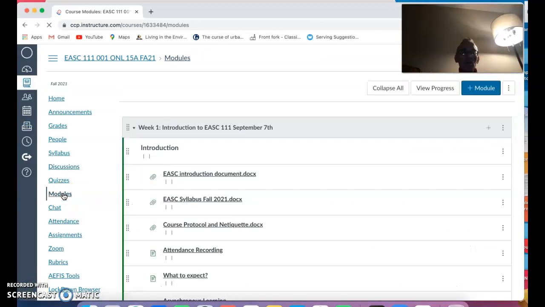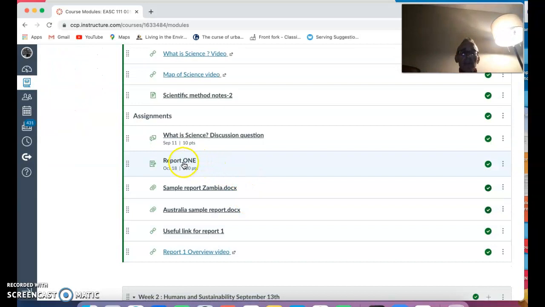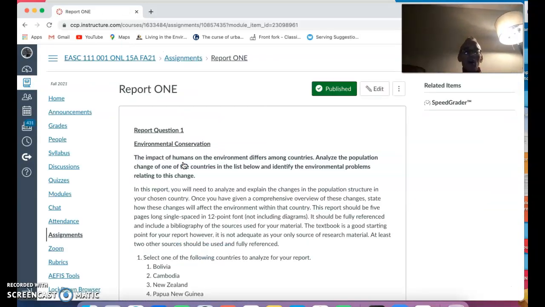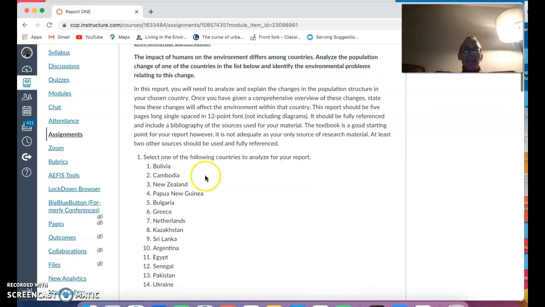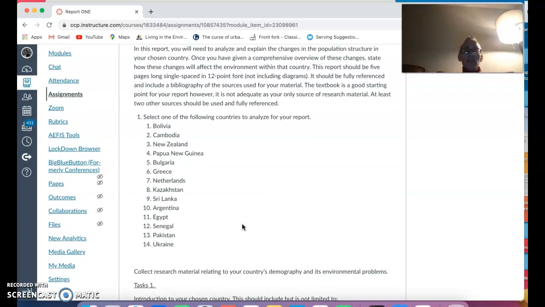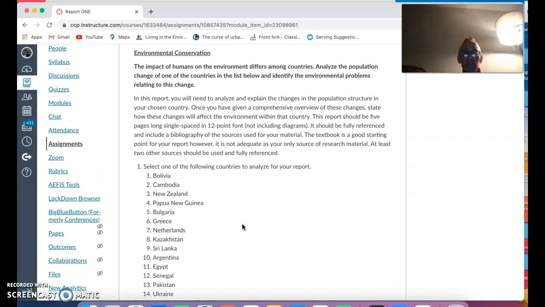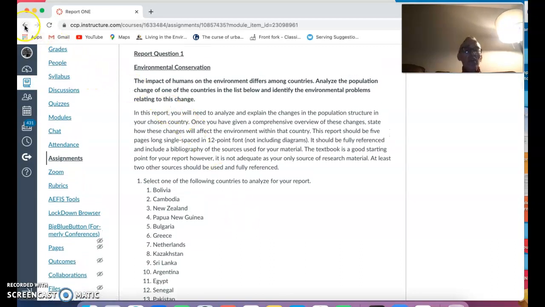Also, what I put in week 1 is basically the overview of your first report. All I'm asking you to do at the moment is basically think about a country, read through this, start thinking about it. This report is looking at population change in a specific country. It'll get easier as we look at population. It's looking at population change and how that influences environmental problems in your country. So you can read through this just to start thinking about it.